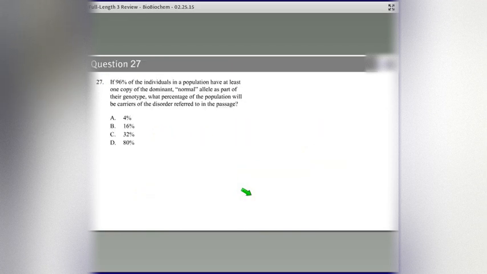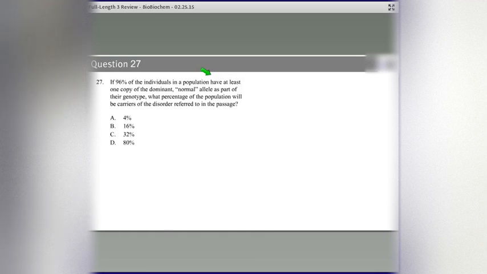So let's take a look at a question. So here we have, taking a look at the question, we're assessing it. We see that all the answer choices are going to be numbers. Okay. 96% of the individuals have at least one copy of the dominant normal allele. Okay. So I want you to tell me, what are we being presented with in that first portion? Are we being presented with an allele percentage, or are we being presented with a genotype? If we're like 96% of the individuals, especially when they say have at least one copy, that's going to be kind of the clue there.